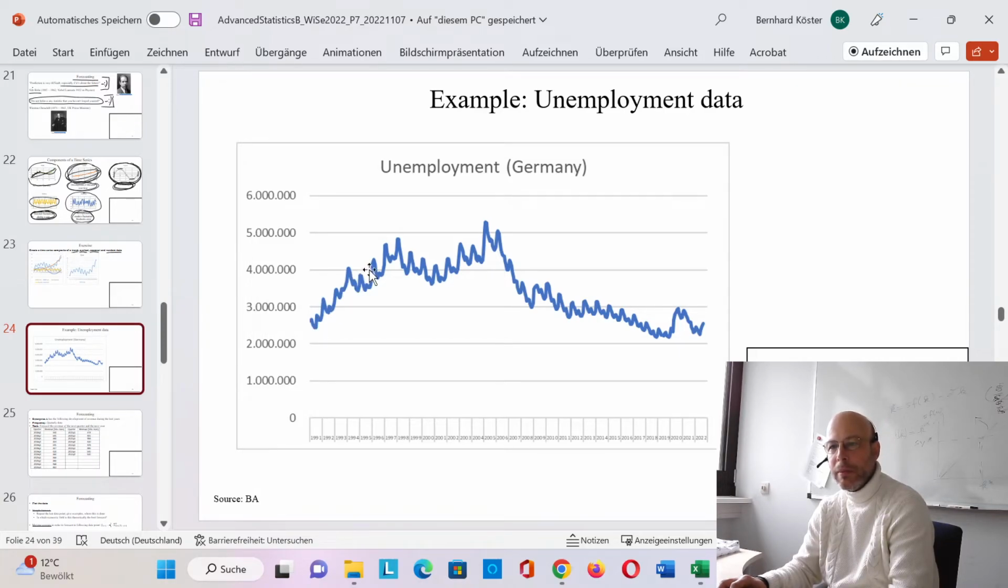And then maybe we also see here some longer-term trend. This is data from the reunification of Germany, and then you see maybe a long-term trend of higher and higher unemployment rates until the year 2000.